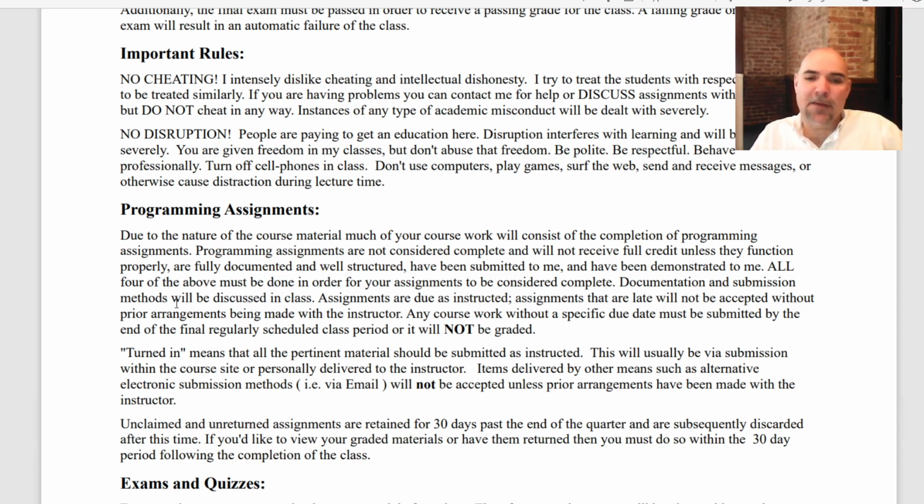If we can't figure that out, then I might say, well, email it to me and I'll grade it. But don't just email me assignments and expect that I'm going to grade them or count them, because my rule is, unless you talk to me ahead of time and make alternative arrangements, if it's not on Blackboard, it's not going to get graded. So make sure to submit the stuff on there.